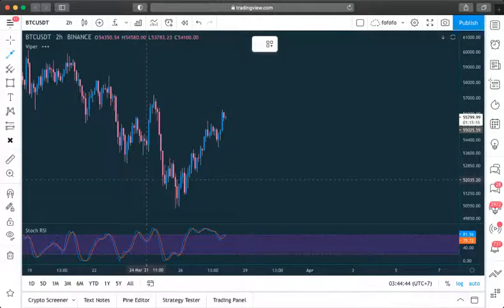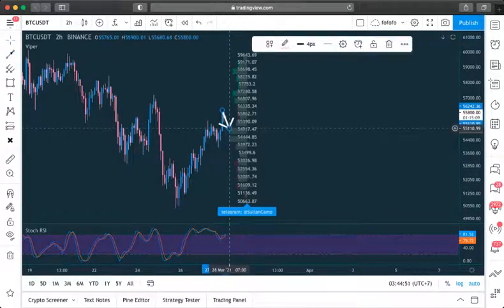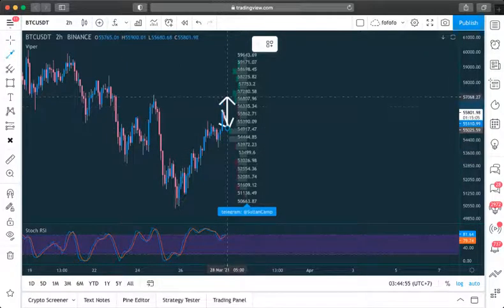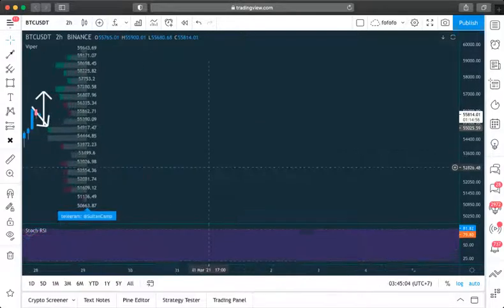It's still loading, taking some time. Okay, here. It matches with 30 minutes, and then it has higher resistance at 57,200.